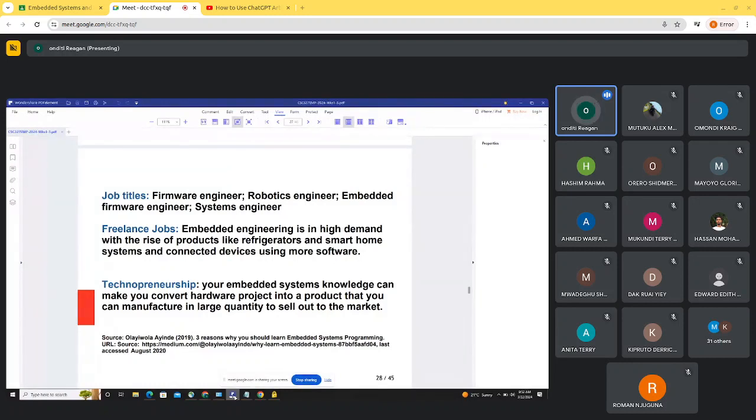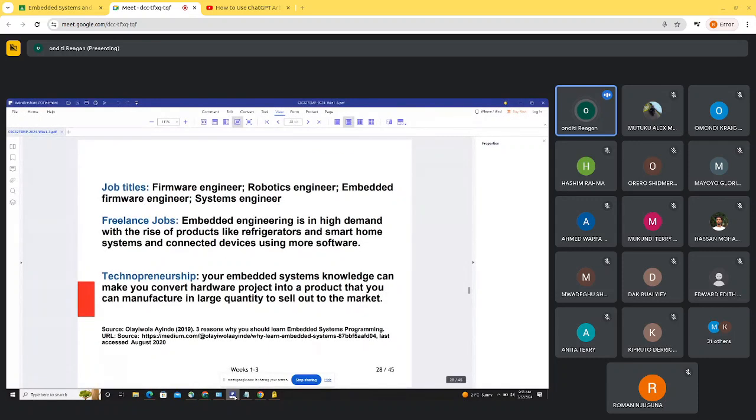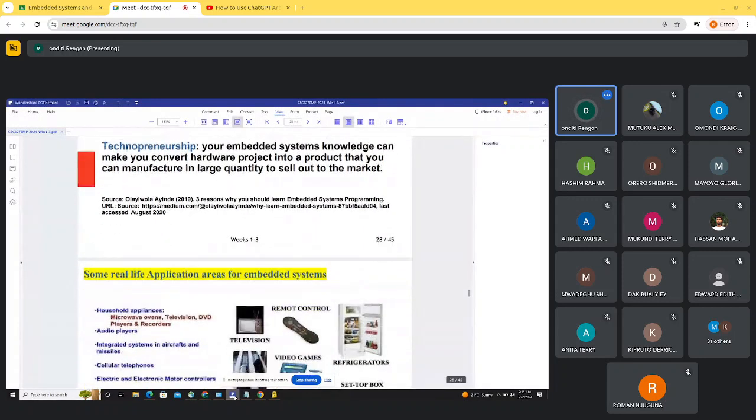Technopreneurship. Your embedded system knowledge can let you convert hardware projects into a product that you can manufacture in large quantity and sell to the market. You can work on embedded systems on your existing product, market it, and it can solve a day-to-day problem. So you should always be keen: what am I working on, and what is the day-to-day solution that I can sell to the public or to other people to consume?